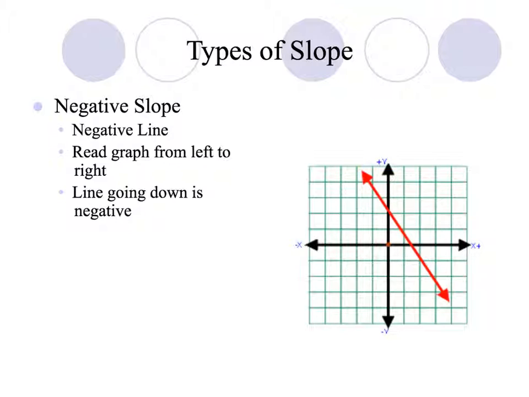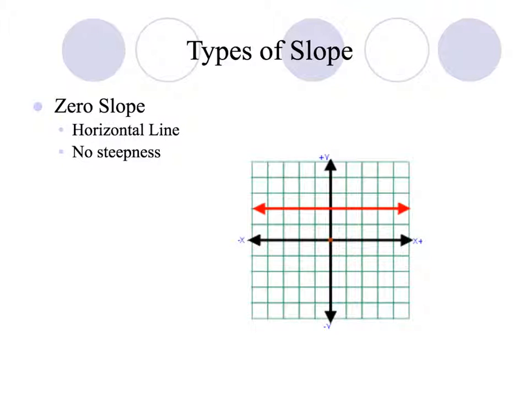Negative slope, on the other hand, when you look at the graph, again, from the left to the right, you should be seeing that that graph is going down. And if you see a line going down, that's telling you that you're going to have a negative slope and a negative line.